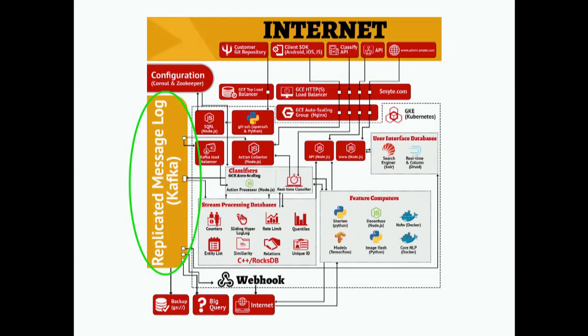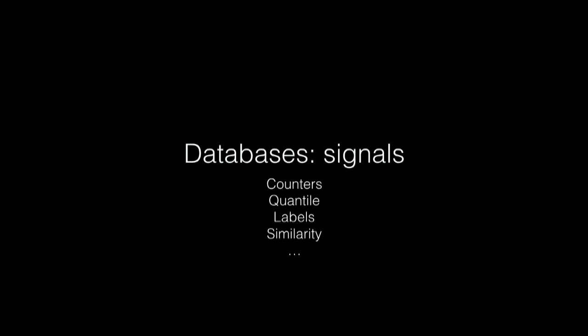So let's look at this bottom half of the graph. There are a lot of databases here. So what are they? It's really just a set of databases that store the signals for our data classification. For example, we have a lot of counters. We calculate quantiles. We store a list of labels for all the customers, and we do similarity search, etc.